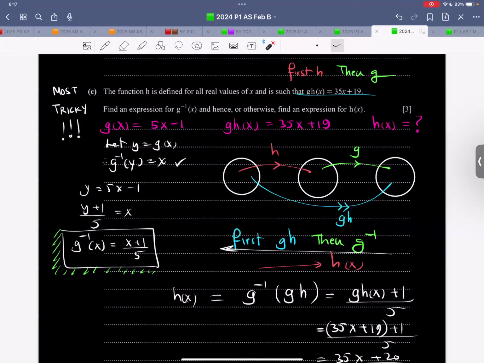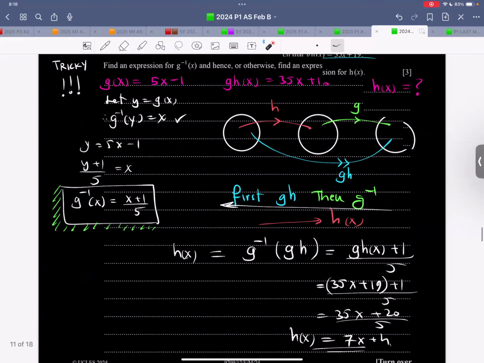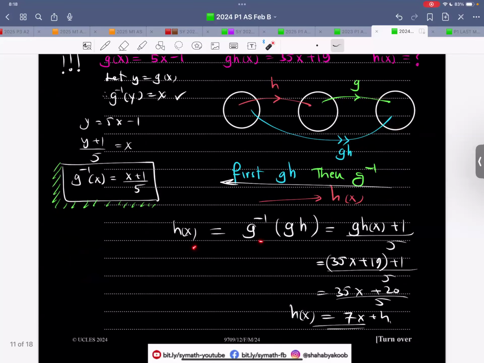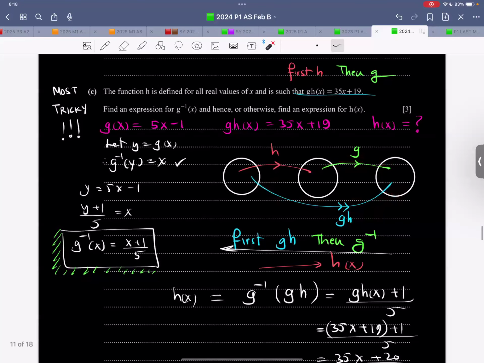So now this is g of x, this is g inverse. Now the rule is gh of x means first h, then g. First g, then first gh, then inverse. So now we are going this way. And then if we do the inverse of g, I should be able to get this thing. So now this was a new kind of concept. So now h of x is g inverse of gh. So first gh, then g inverse, going this way is g inverse.